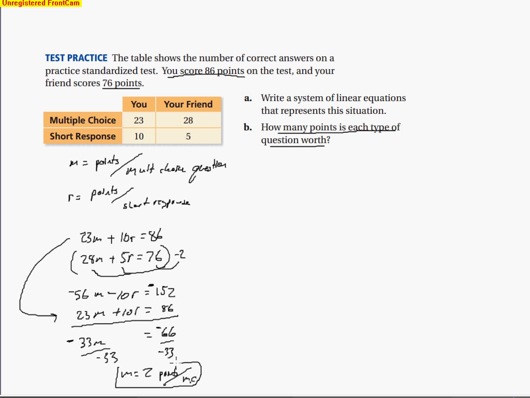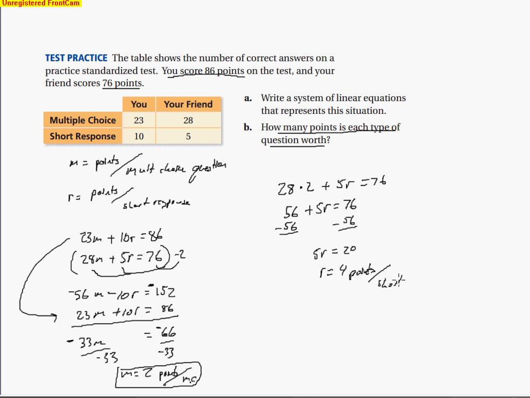And now we want to find out what the short response is worth. So we just substitute that 2 back into one of these equations. And I'll just put it into this equation right here. So I had 28 times 2, and then plus 5r equals 76. So this ends up giving me 56 plus 5r equals 76. So subtracting the 56 from both sides gives me 5r equals 20. So it looks like a short response is worth 4 points per short response.